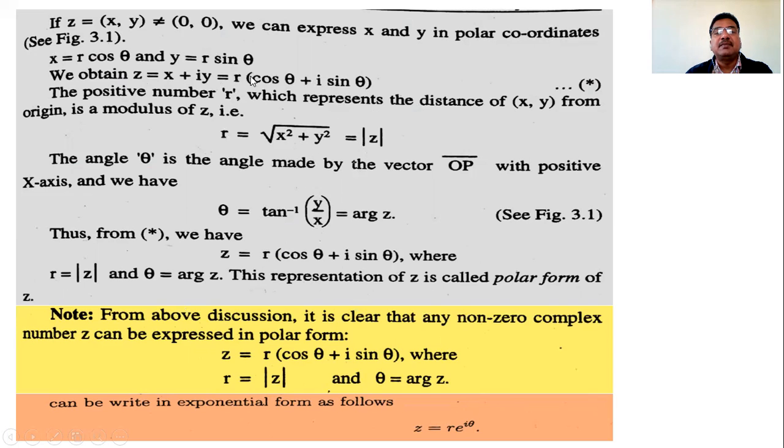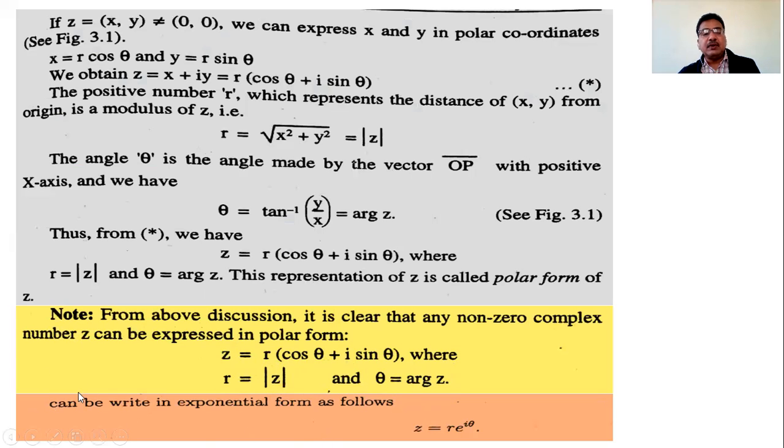Modulus of that number, and theta is its principal argument. Then this z in this form is called the polar form of z. So it is clear from the above discussion that the polar form of the complex number z is z = r(cos theta + i sin theta), where r is the modulus of z and theta is the argument of z.